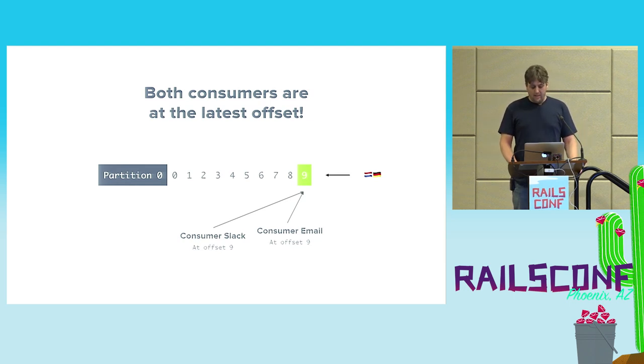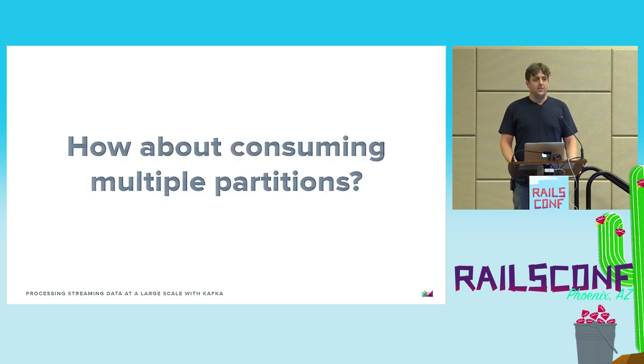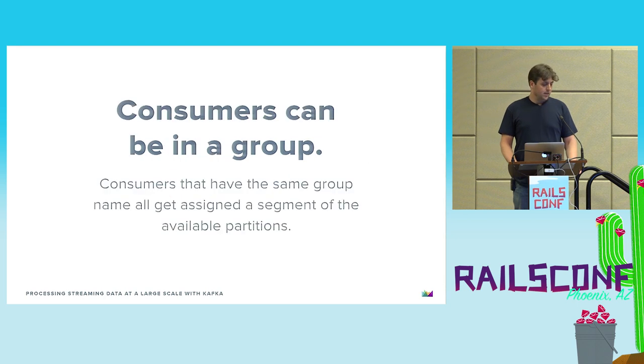So this example only has a single partition. So obviously, you're probably going to have more partitions. So how about that? Kafka has a thing for that as well, which is a consumer group. So the consumer can be in a group. You give it a name, and Kafka will understand that different consumers running on different servers with the same name are related to each other, and it will assign partitions to them.